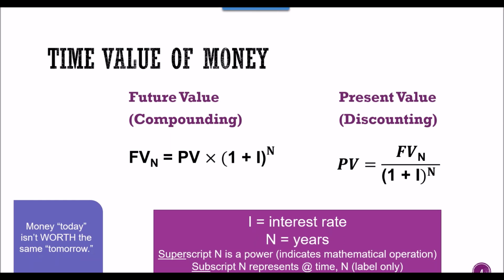Right now we're barely getting 1% on many of our deposits. So what's the value of $1,000 at 1% 10 years from now? You get that value. And the opposite is true for discounting.